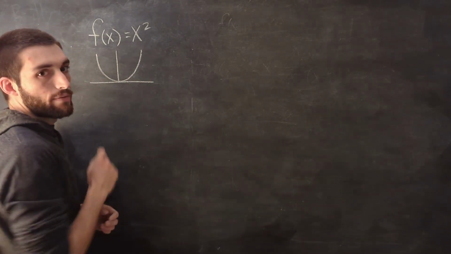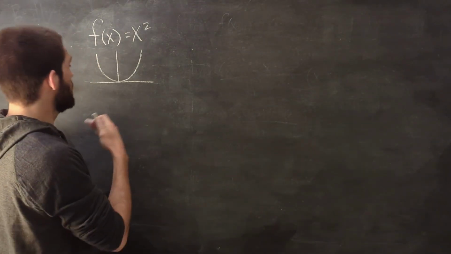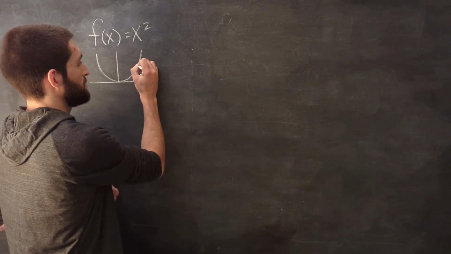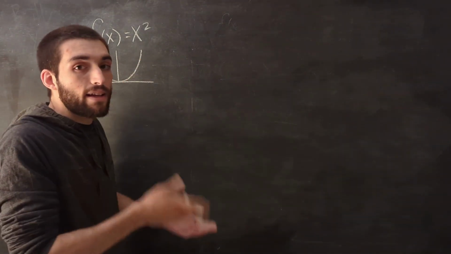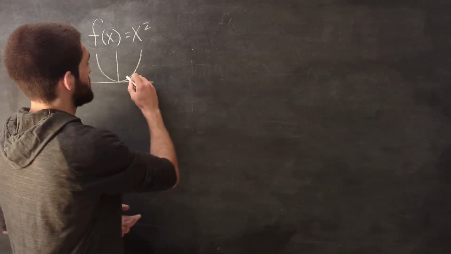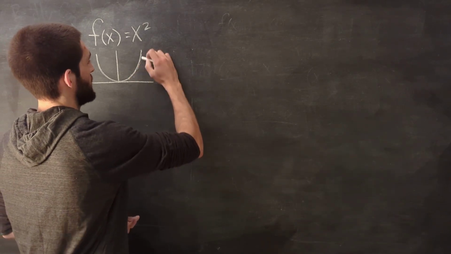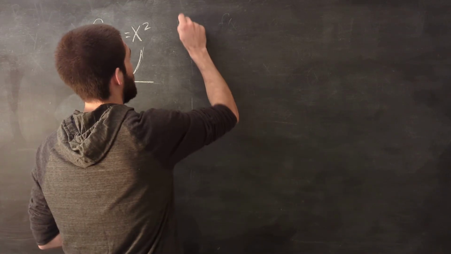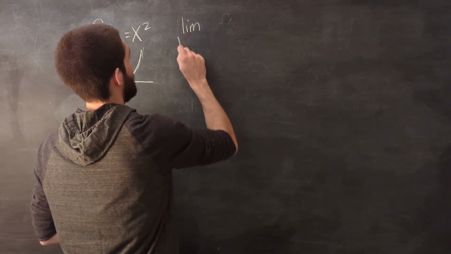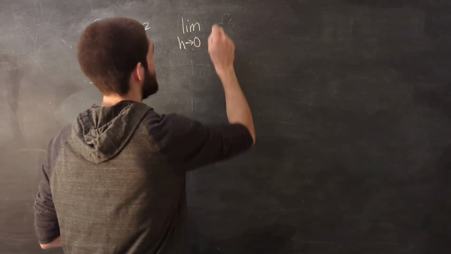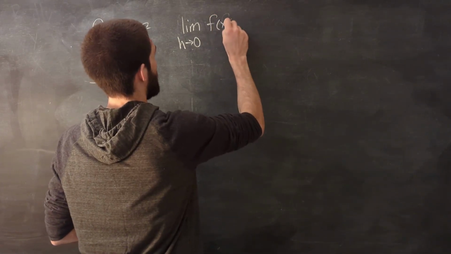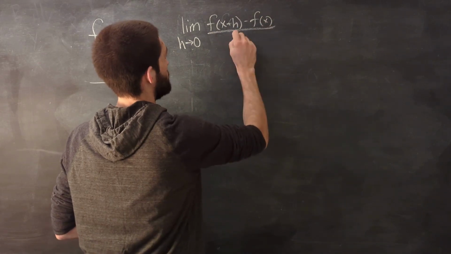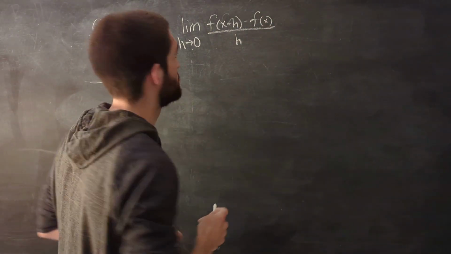It's a very common graph called a parabola. Now, if we want to find the slope at any one of these points, or the instantaneous rate of change at any one of these points, so that slope, that slope, that slope, then we'll use the formula. The formula is the limit as h approaches 0 of f of x plus h minus f of x, divided by h.